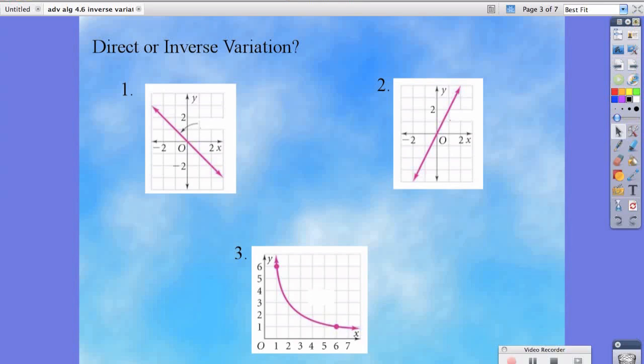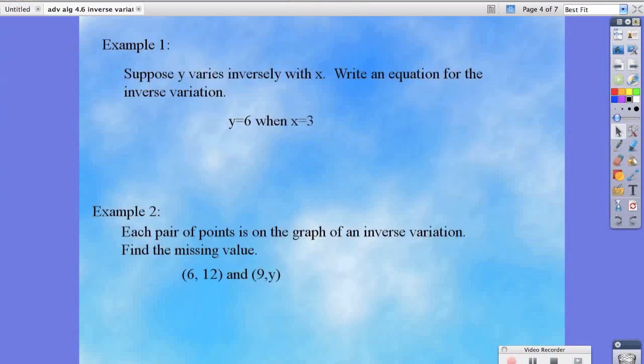In number 3, we're going to take a look at the following. As x gets larger, our y value continues to decrease or go down. So this would be called an inverse variation. Let's take a look at a couple of examples. For the most part, they're going to tell you when things vary directly or inversely. If that's the case, we just need to be able to use the appropriate formula.